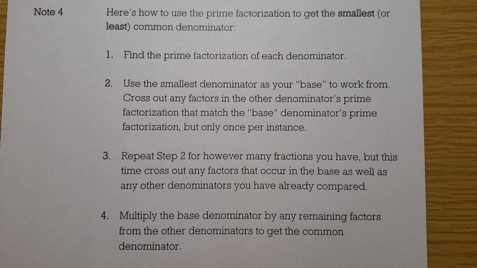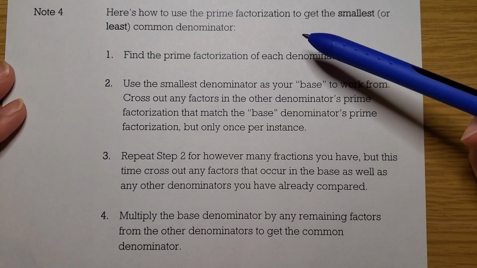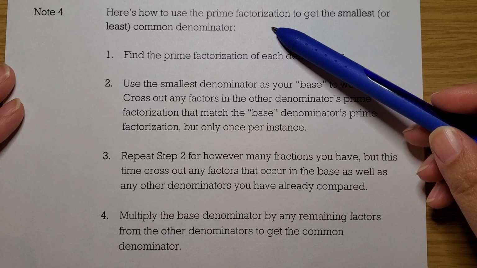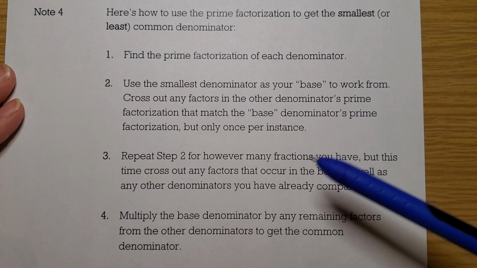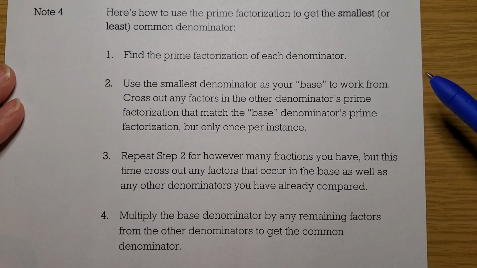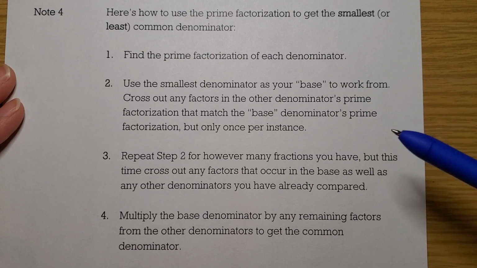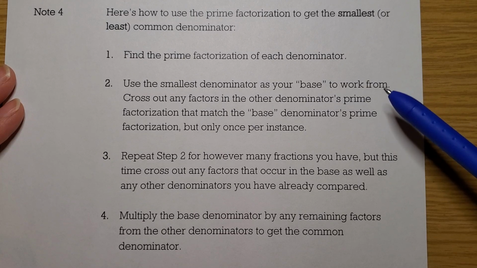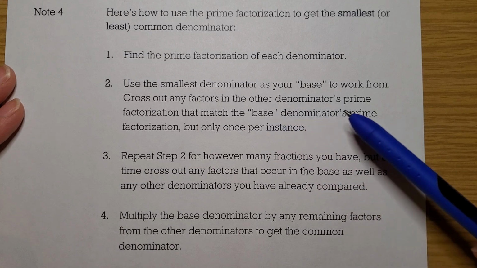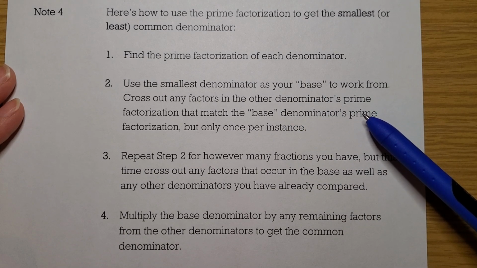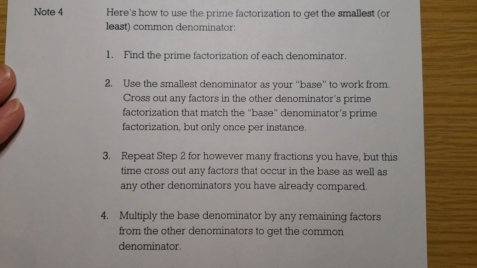So what we're going to do, since we're going to use the prime factorization to help us, we've got to find the prime factorization of your denominators. Then look at all your denominators, and whichever one is smallest, we're going to use that as the base. And we're going to pick up all the prime factors from the base. Then we're going to go to the next fraction, the next biggest denominator.